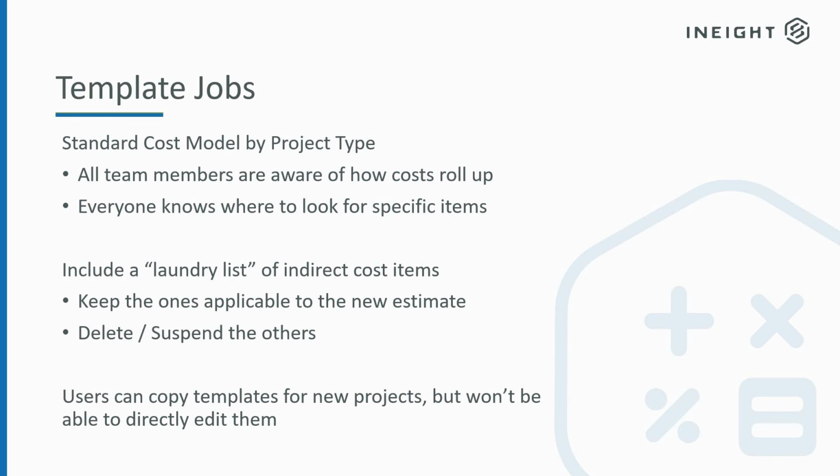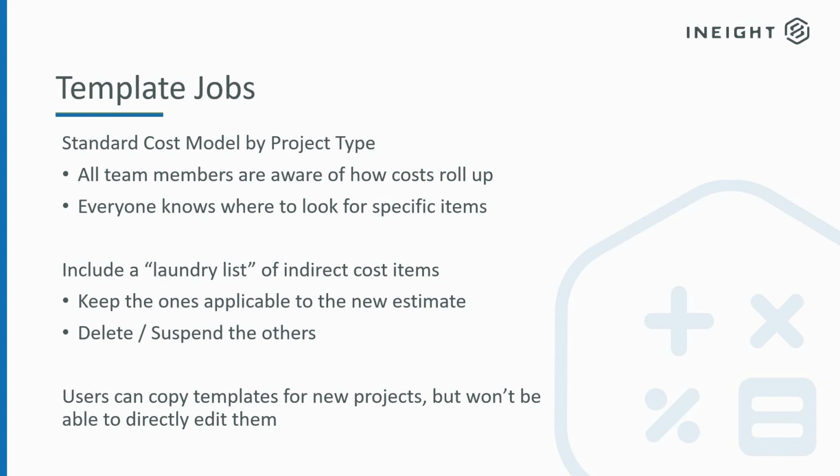The templates can also include what we like to call a laundry list of indirect cost items. So, for instance, this is a list of things that you should always consider as far as the direct work is concerned, certainly, but also the indirect work. Do we have some built-in contingency? Do we have a small tools allowance? Do we have some general and administrative costs included in our estimate? Or do we have to go around every time and kind of think those things through?